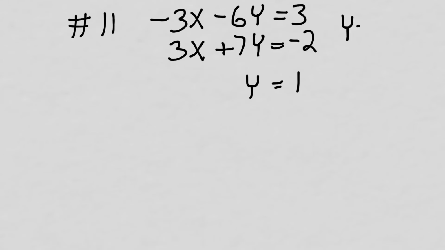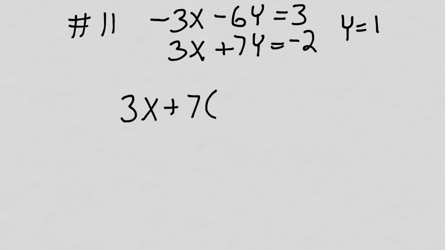I just need to put this y equals 1 back into one of these two equations and solve for x. I think the second one probably looks the easiest. Let's put it back in the second one. I've got 3x plus 7y, so I'm going to put that in parentheses, equals negative 2. I put the 1 in here because I know y equals 1.